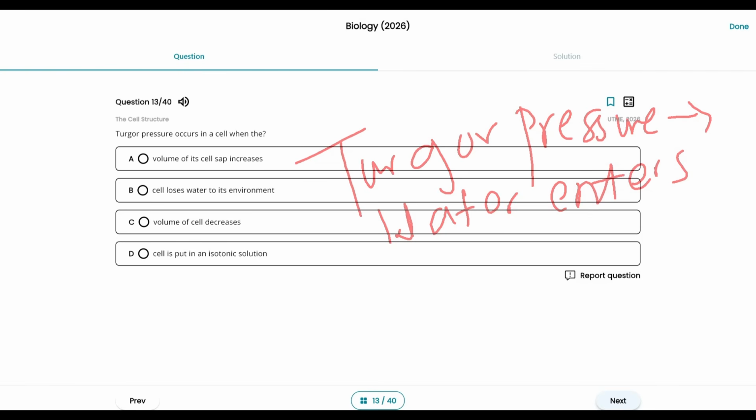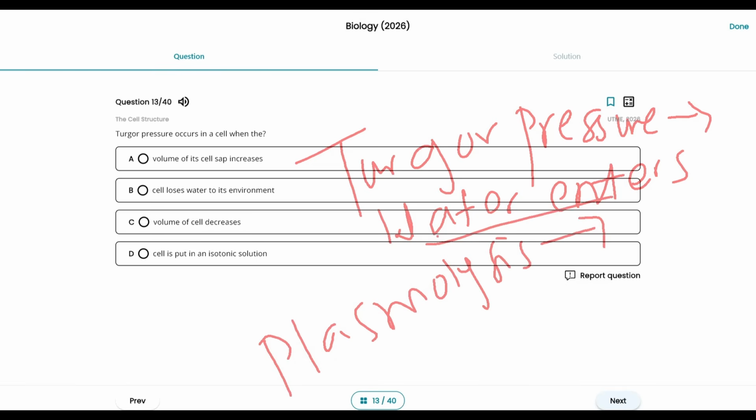Whenever you see flaccid or plasmolysis, just know that water leaves, the opposite of this. So turgor pressure, water enters, right? And what happens, guys? I will throw this question to you. With turgor pressure, when water enters, what happens to the cell?